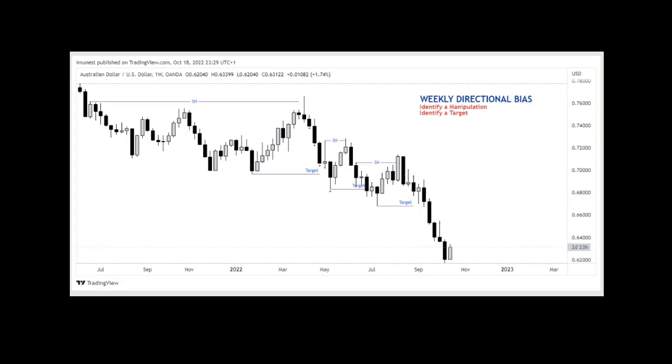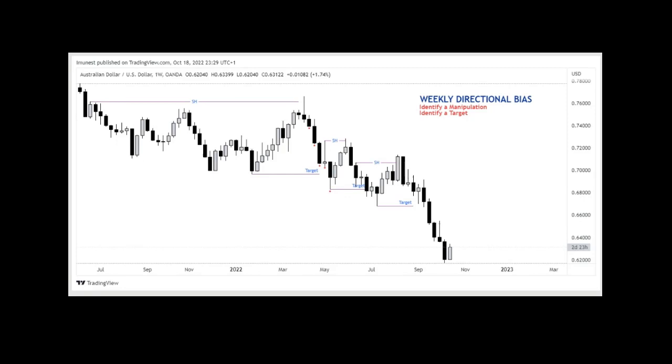We're going to be looking at directional bias. It's very important we know the directional bias so that we can know where we are actually trading from or towards. I am starting with this weekly time frame for AUD USD.